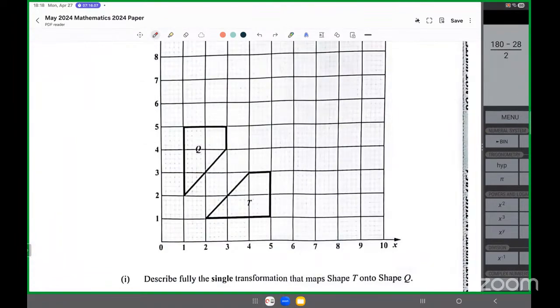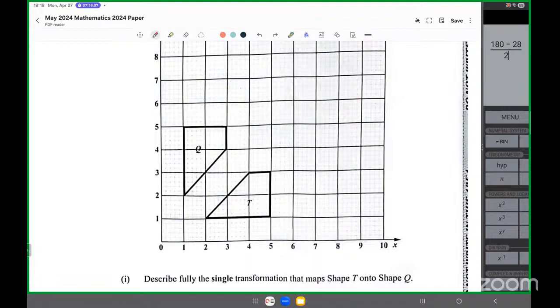It's not a translation, because in a translation the image and object are the same, it just moves from one place to another. This clearly turned, some kind of turning or flipping around takes place from this to this. It's not an enlargement because the two sides are the same. So it's either a reflection or a rotation. To decide between a reflection or a rotation, you can check the orientation of the letters. If the orientation is reversed, you know it's a reflection in a line.